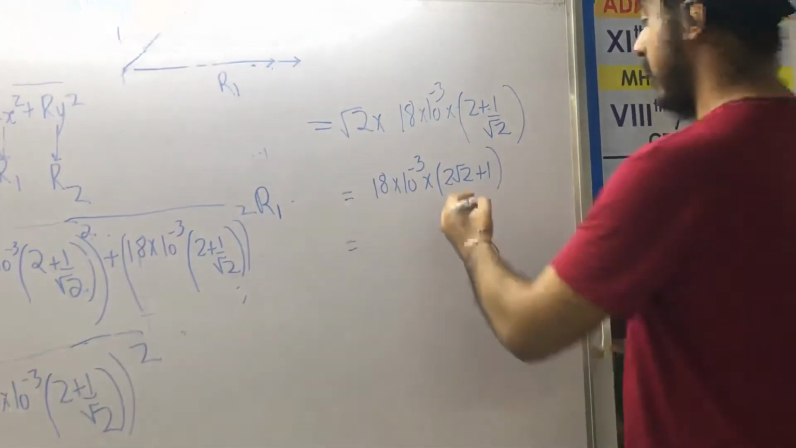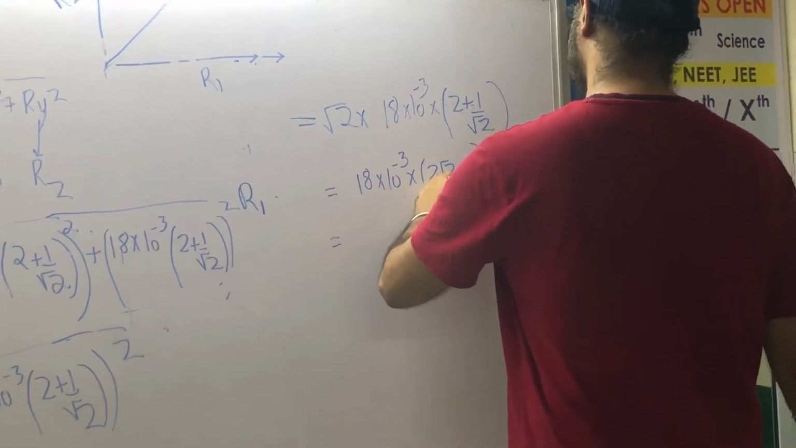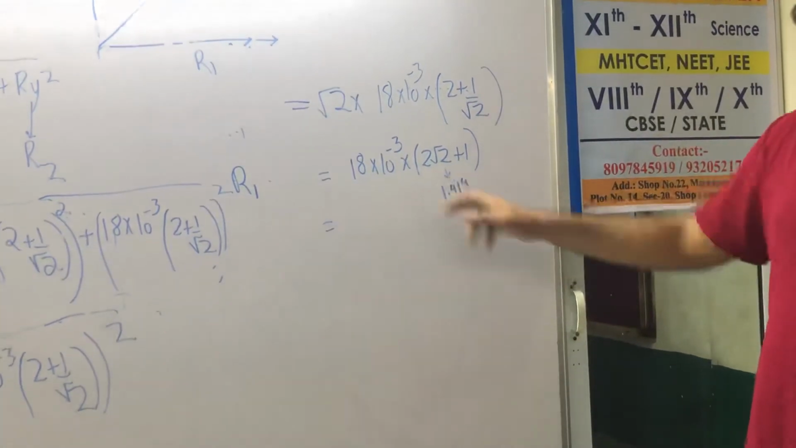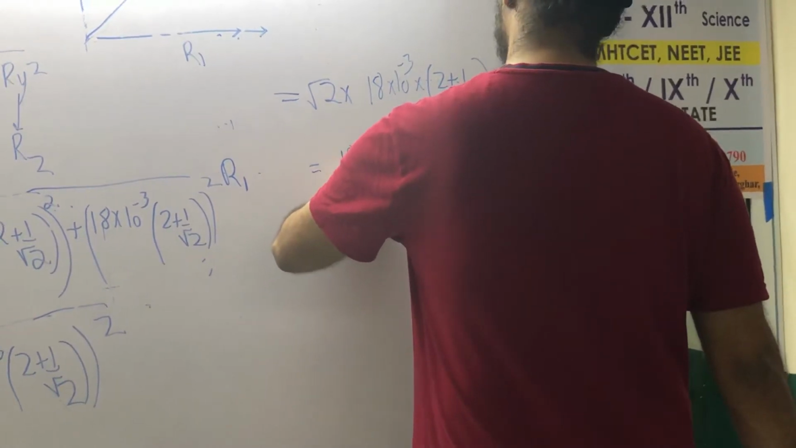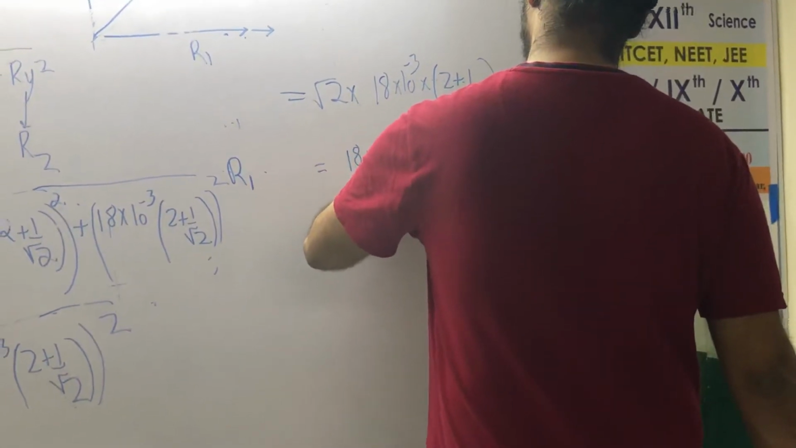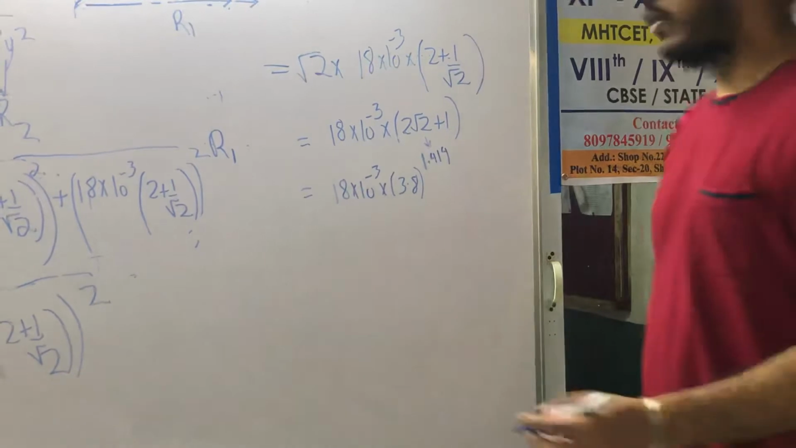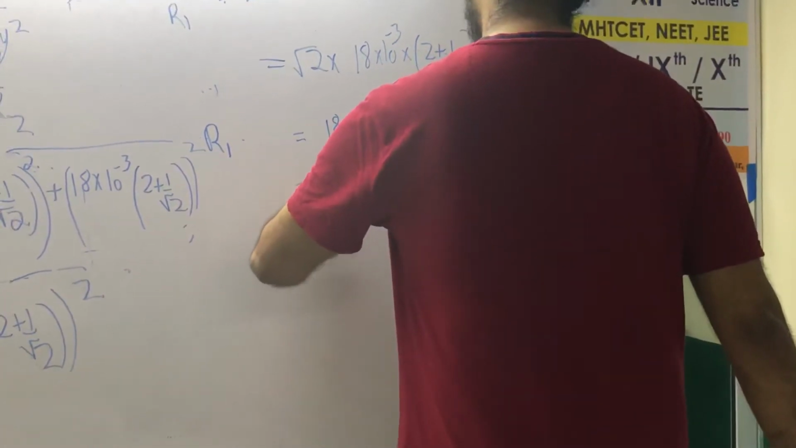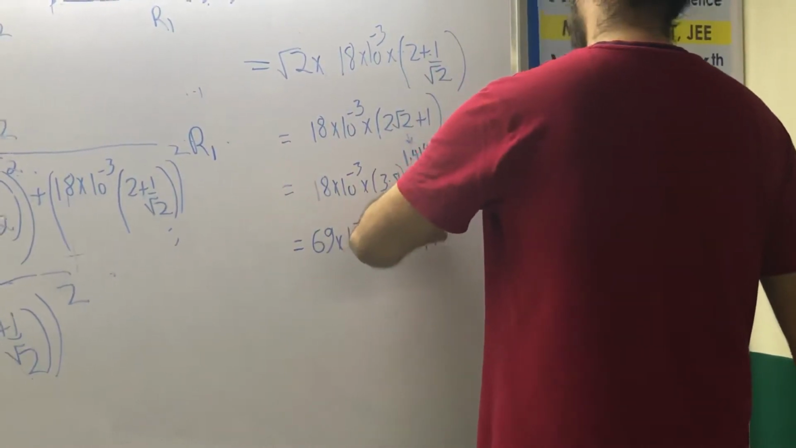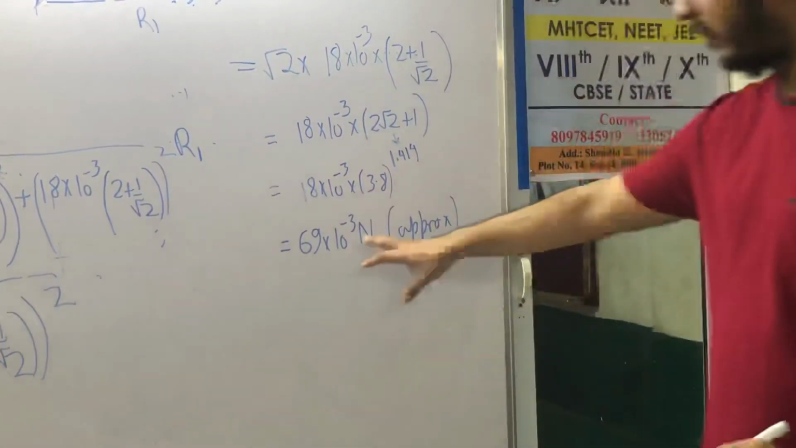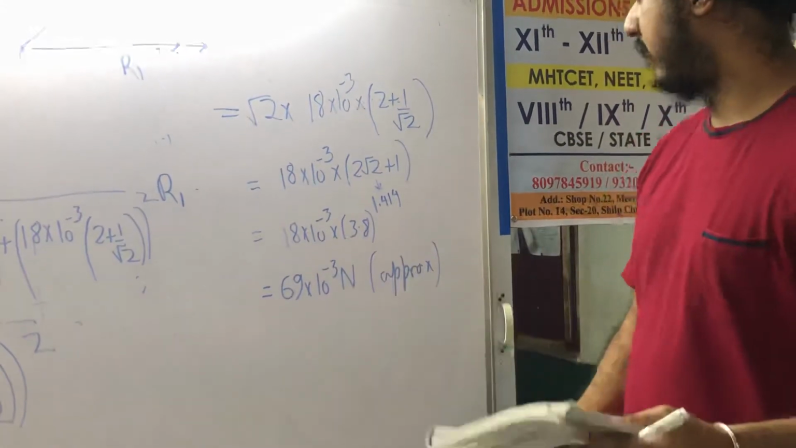Now we will solve it further. So the value of root 2 is 1.414. Okay, so 1.414 into 2 is approximately 2.8, and 2.8 plus 1 is 3.8. Okay, so 3.8 into 18 comes out to be 69 into 10 raised to the power minus 3 Newton. Note that this is the approximate answer. The exact answer will be a little bit less or more, but this is the approximate answer. Okay, so this is the answer of this question.